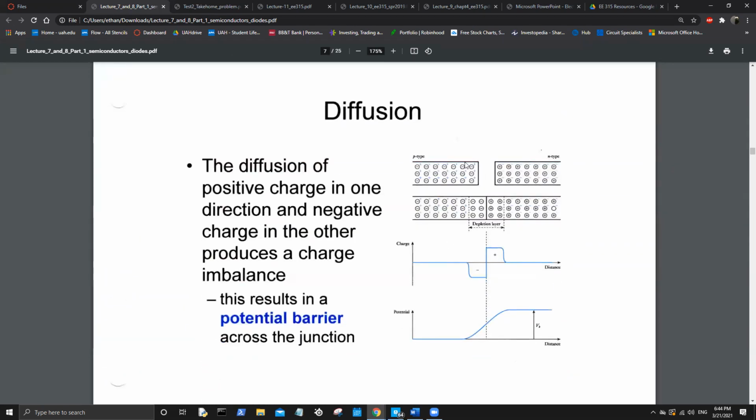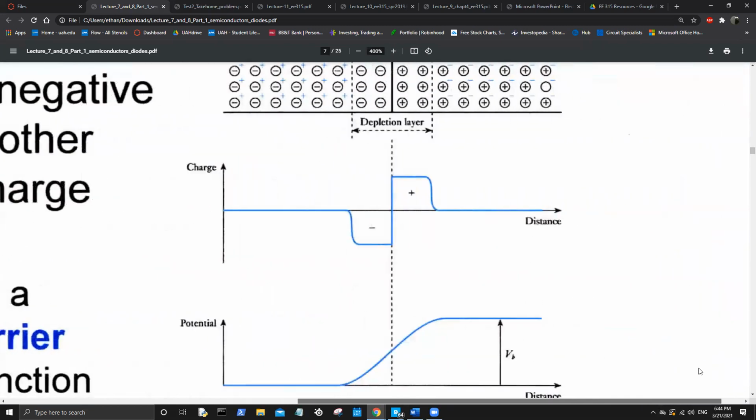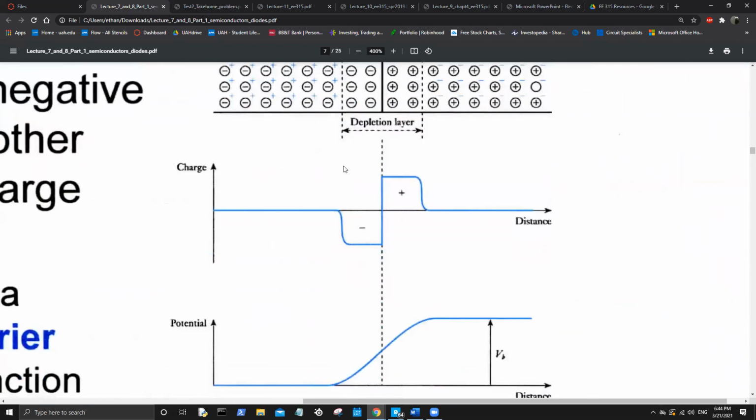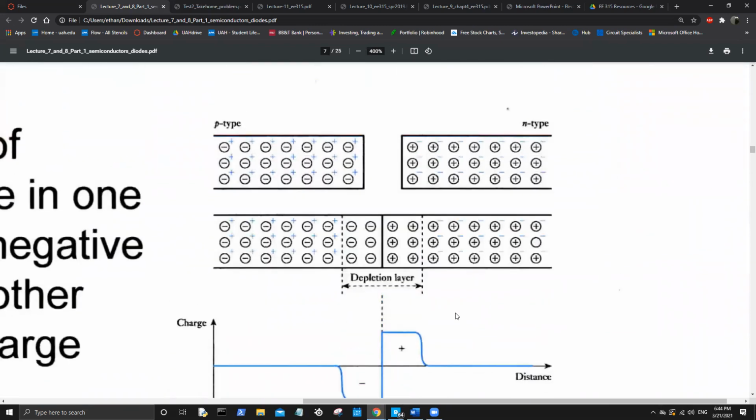Diffusion. Oh boy, let's zoom in on this. This is an important figure. Here we are. You see there's a depletion region. That's what I was talking about. You see that VB? Oh, you're going to love that.